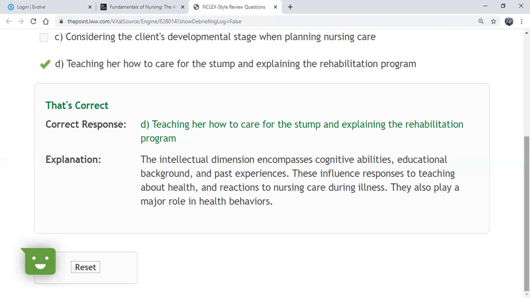Technological is going to be being actually able to care for the stump, not just knowing how, but actually doing the physical care. So it would be the actual wrapping or unwrapping of that stump, and you know, whatever other treatment that it would need. Okay.